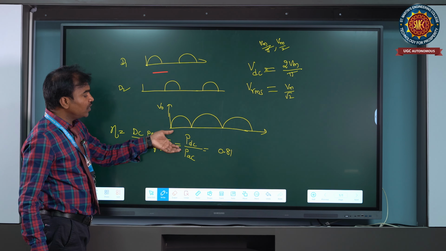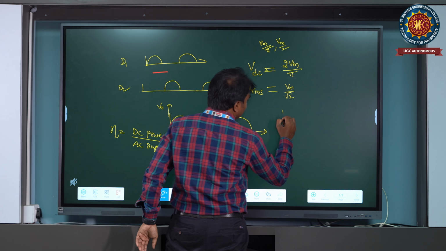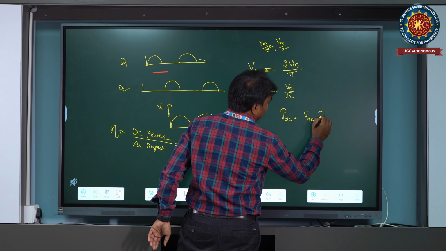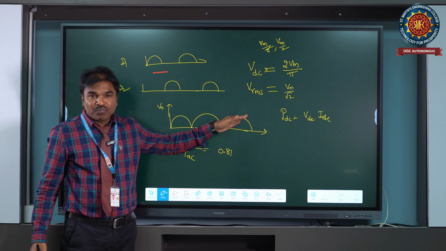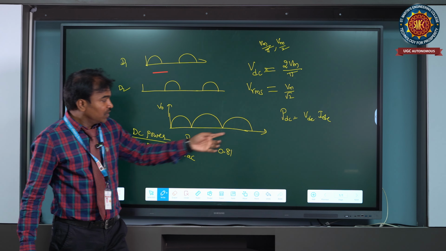How to calculate PDC? PDC equal to VDC into IDC. DC power equal to V into I.